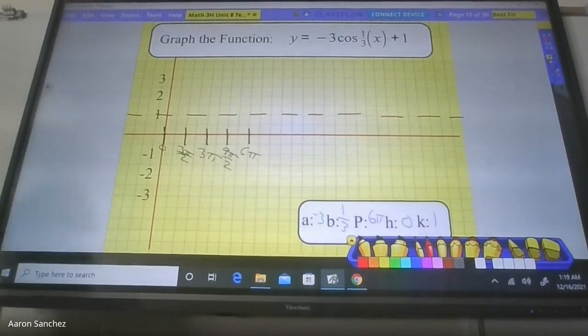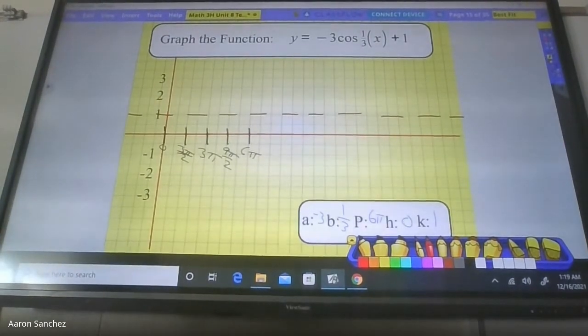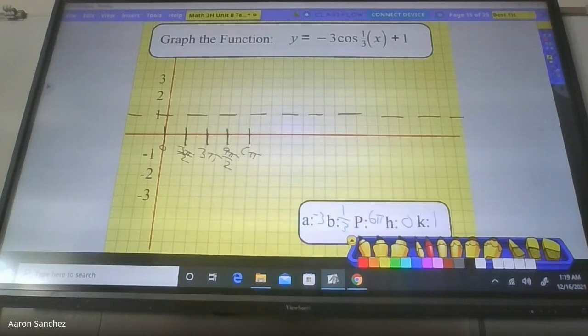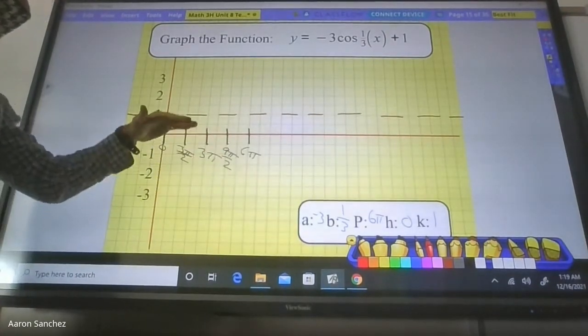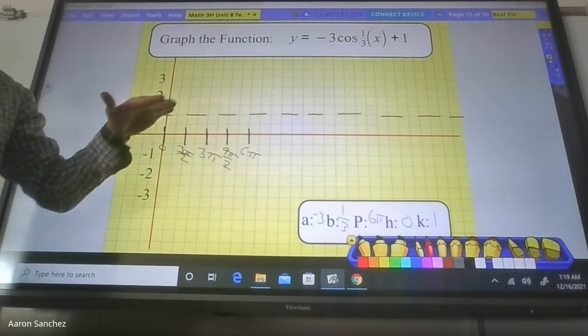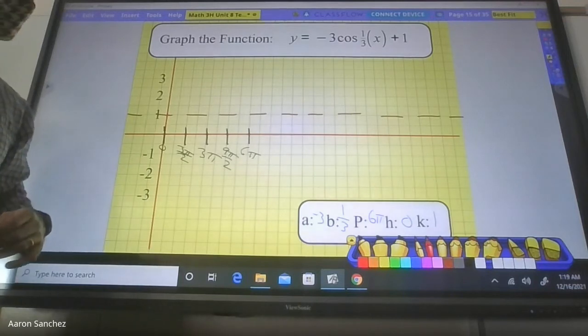You guys with me so far? A lot of stuff going on here. But we took care of two things, right? We took care of the period. We took care of the midline, shifting it up. Okay, what's next?